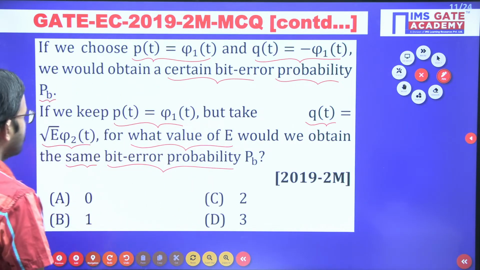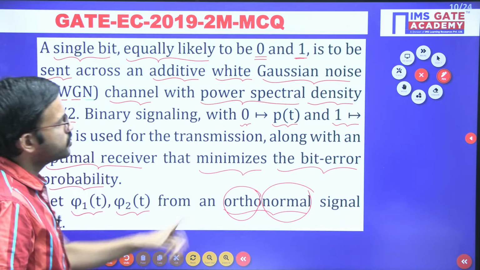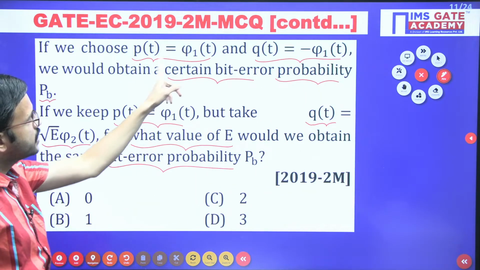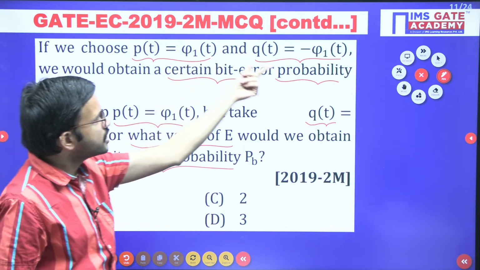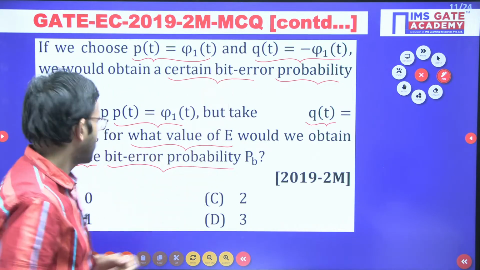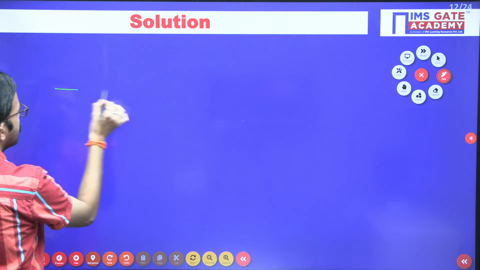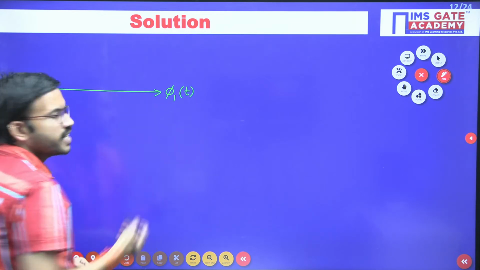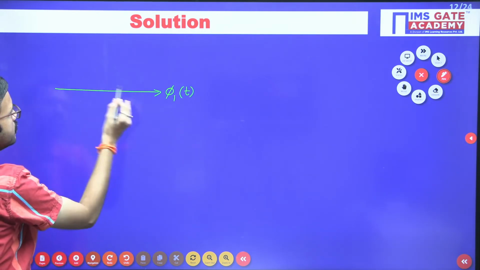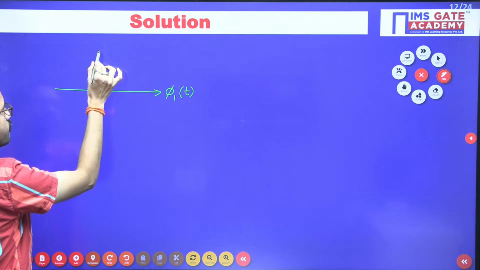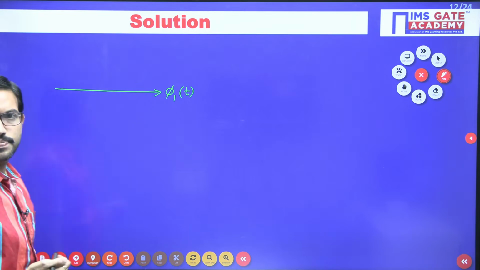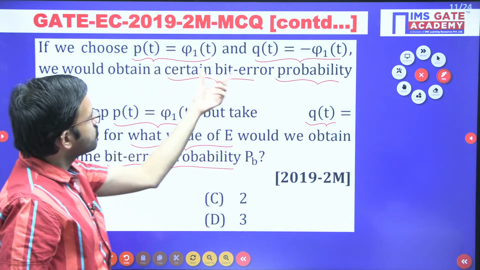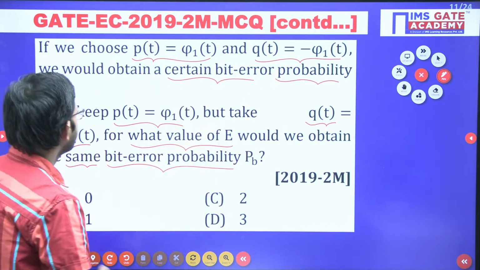First of all, here 0 we have represented as P of t, 1 we have represented as Q of t. Regarding P of t, Q of t, in case 1 you are having it like this. Here both the terms are in terms of phi 1 of t, right? So here I am considering phi 1 of t like this. If you are considering phi 2 of t, we will draw the line vertically. For the timing that is not required, because with respect to this one, you are having phi 1 of t and minus phi 1 of t, right?